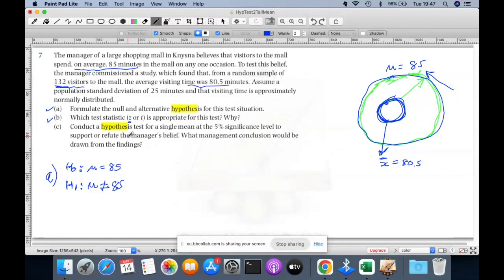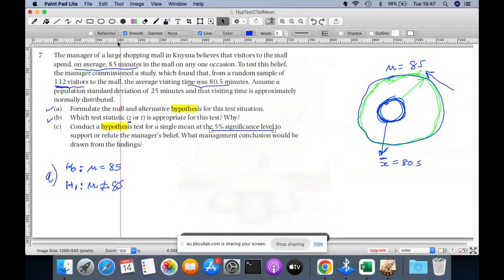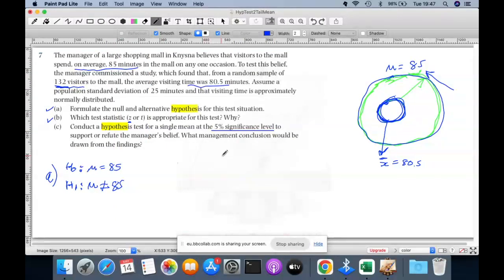All right, so let's go to question C, which says conduct a hypothesis test for a single mean at a 5% level of significance. I'm going to underline this because that is going to be important. We're going to use this number, 5% level of significance, to support or refute the manager's belief. What management conclusion can you draw from these findings? Now remember, the whole idea of this was to use the sample to test whether the claim that the manager is making is true.